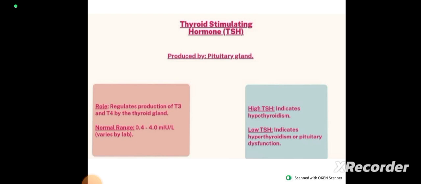So how can we justify this fact? If thyroid stimulating hormone is high, that means the thyroid gland is not producing T4 and T3 as required by the body. So it indicates a hypothyroidism condition. Now if the thyroid stimulating hormone is low, that means T3 and T4 are already present in the body, so that can indicate hyperthyroidism and also pituitary dysfunction.